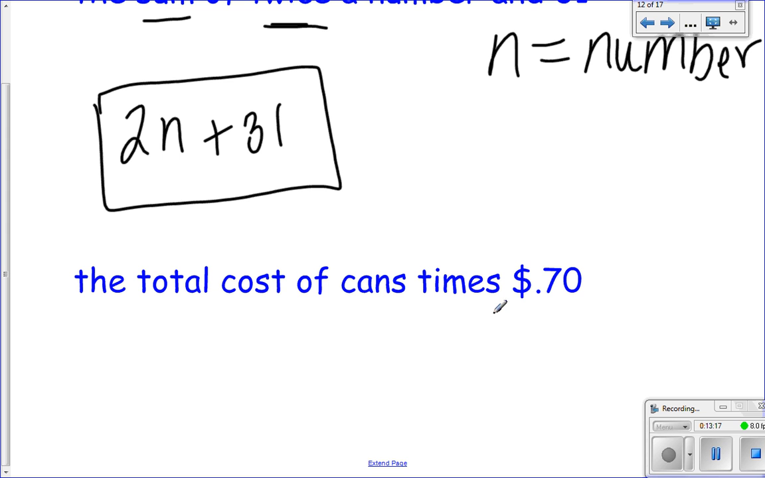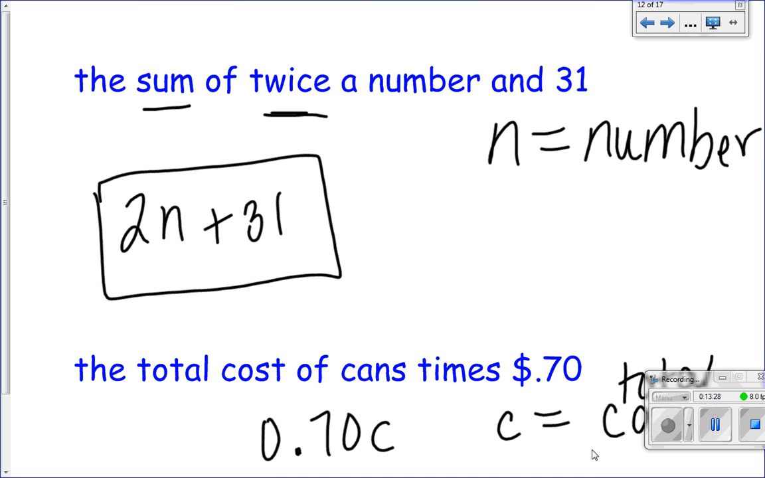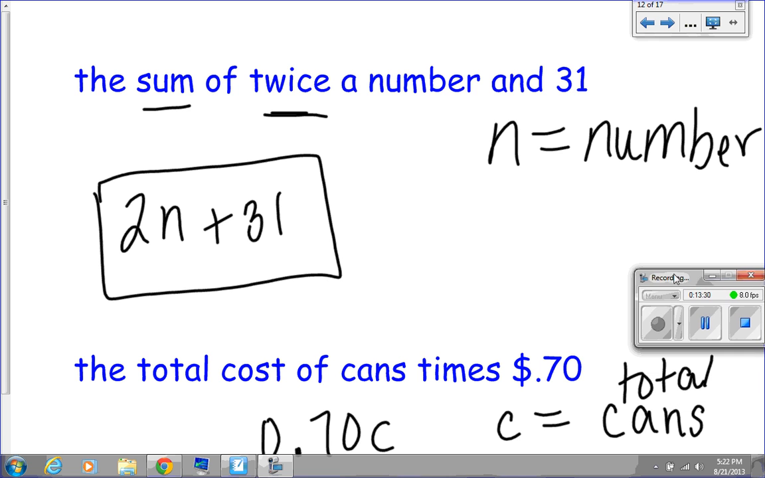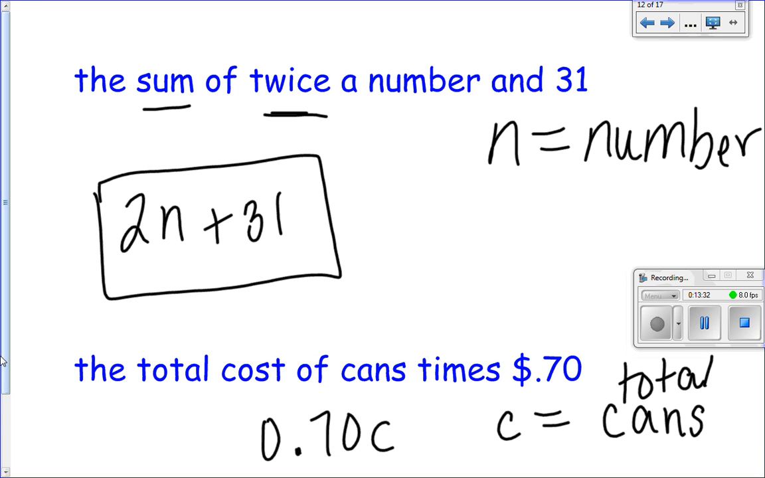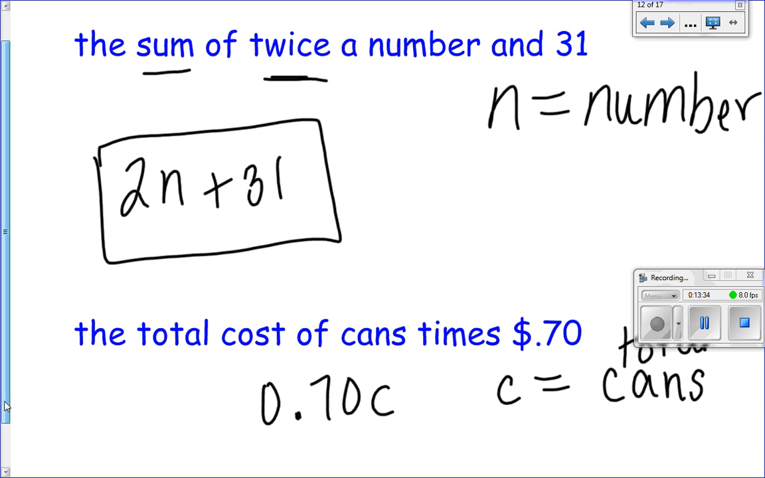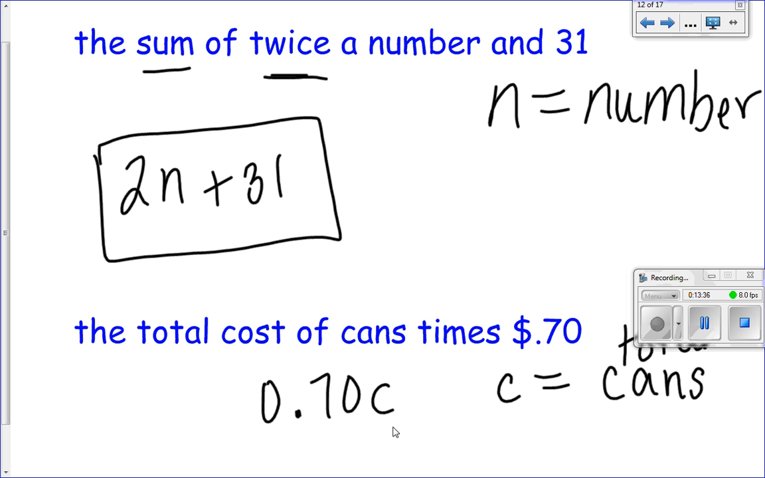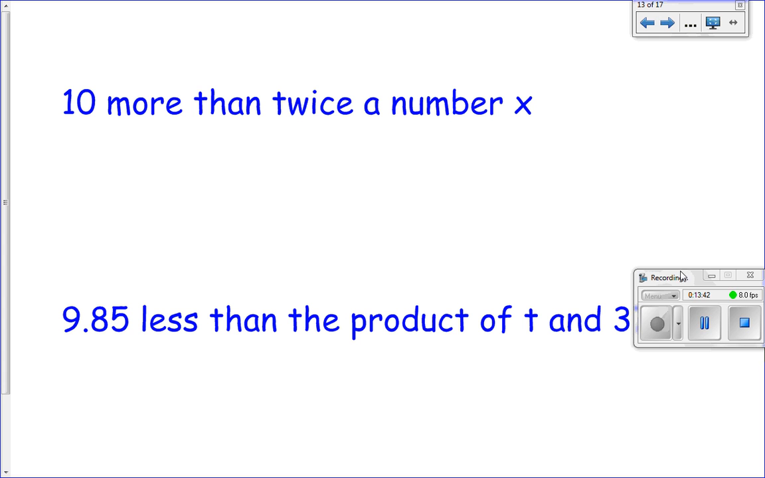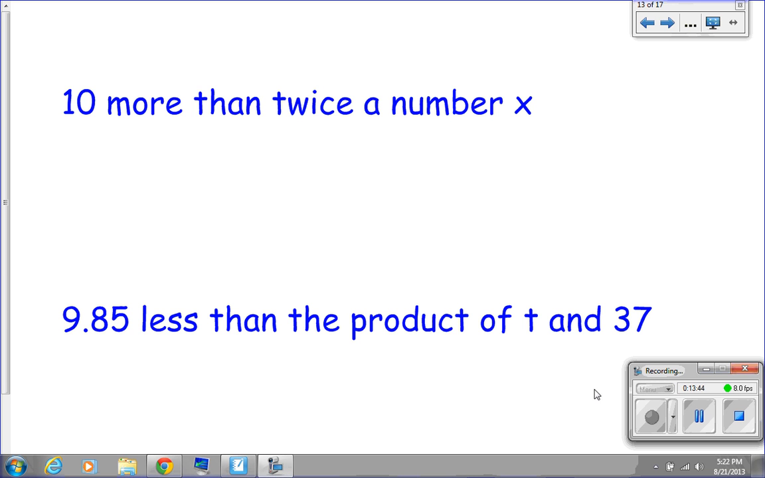The total cost of cans times 70 cents. So go ahead and try this one on your own. So you should have gotten 70 cents times C. Again, we always put the number before the variable, and we define our variable where C is the total number of cans. Go ahead and try these two on your own.